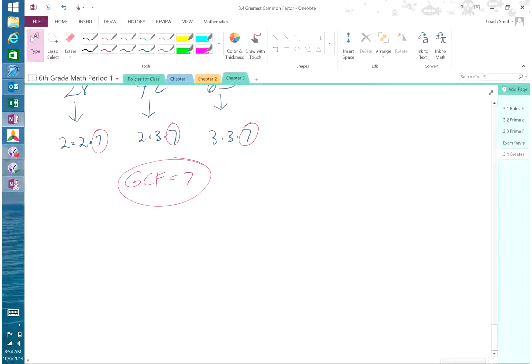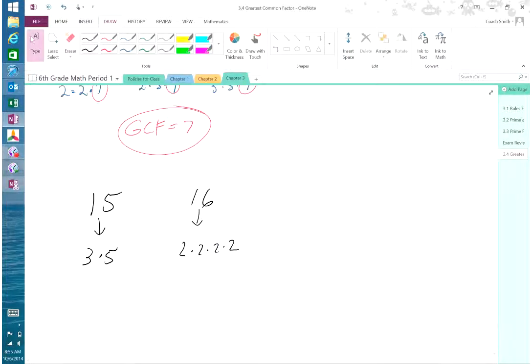Well, what if, like we talked about earlier, you had 15 and 16? The prime factorization of 15 is 3 times 5. The prime factorization of 16 is 2 times 2 times 2 times 2. Are there any in common? No. So the GCF is equal to 1. And they call this relatively prime.